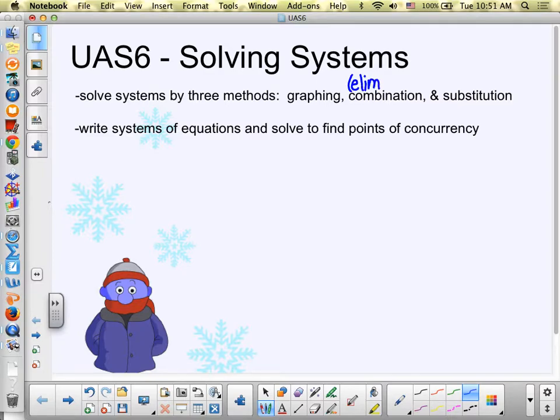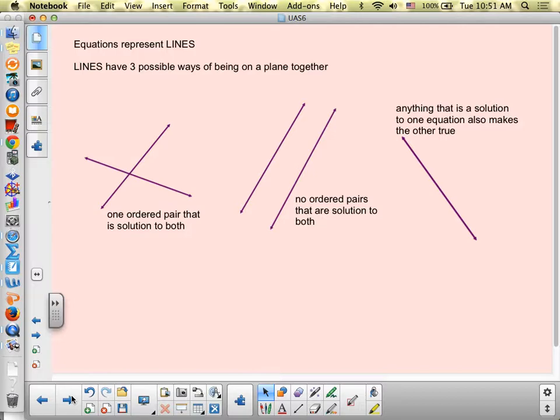So we'll go through a brief review of each of those three methods, but then taking it to what we're using it for in geometry. The point that we want in geometry is we want to be able to write equations of two lines, find their intersection to find the meaning of something like an incenter, circumcenter, orthocenter, or centroid. So anytime we're talking equations of linear functions represent lines.